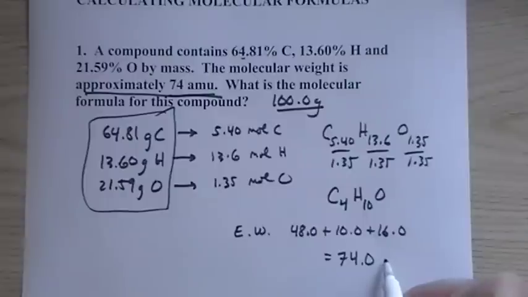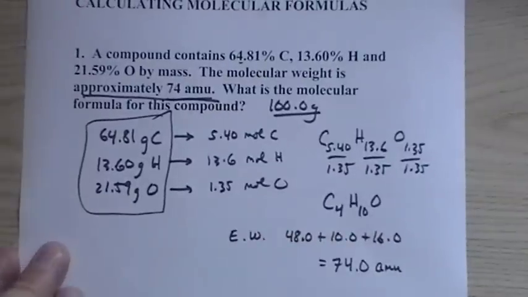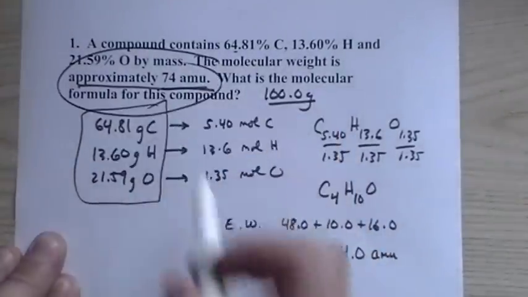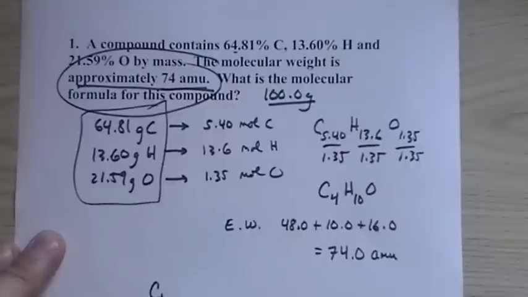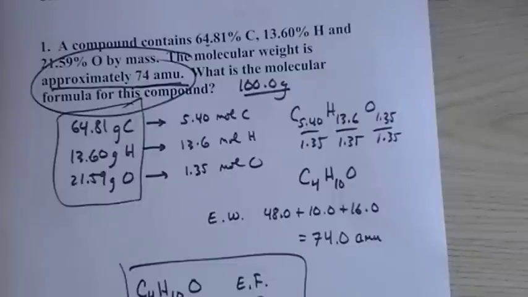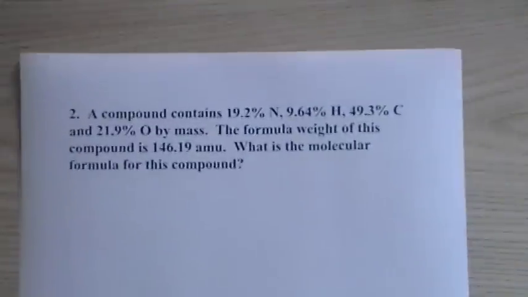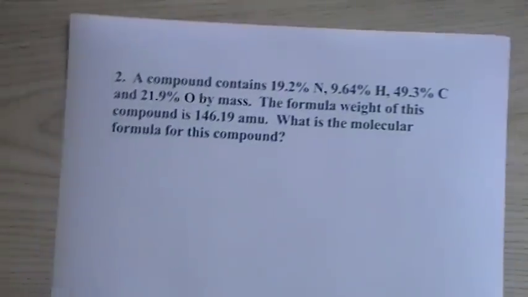So in this case, we can consider it AMUs, or grams per mole. But they say that the molecular weight is approximately 74 AMU. So what that means is C4H10O is the empirical formula, but it's also the molecular formula. Same thing. And that often happens. We saw that with methane. Once we had the molecular formula, we tried to convert it to the empirical formula and found that it was the same. So that was a fairly easy one because it was the same.